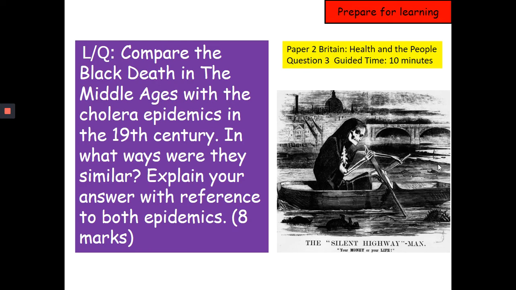For 8 marks. On the right hand side, you see death rowing on the Thames. Recognise the Thames as its St Paul's Cathedral, the dome of St Paul's in the background. The silent highwayman, that means the silent mugger, that you don't see a virus coming. So guided writing time for this is 10 minutes.